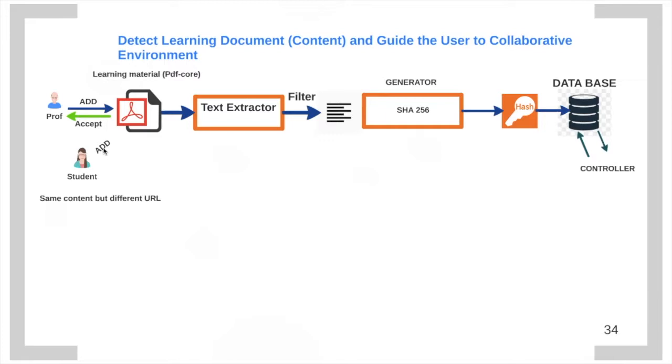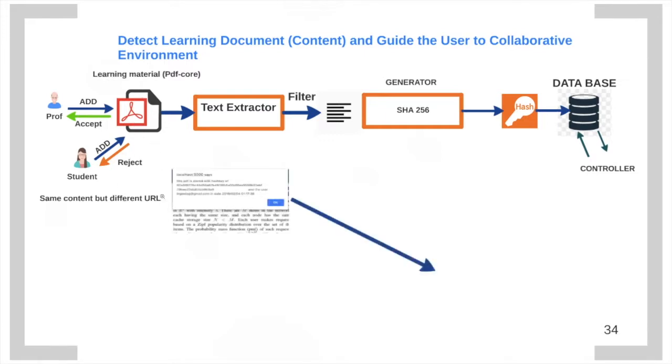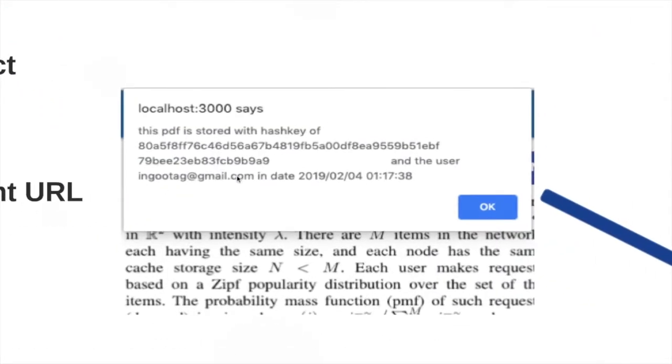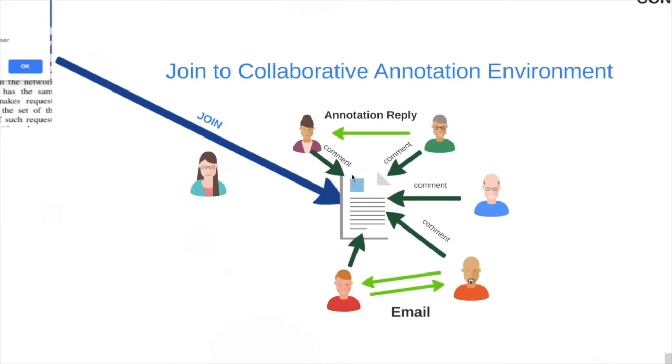So another user wants to add the same PDF course from her local server. She wants to add this document, but the system generates the hash key and finds that this hash key already exists in the database, and then the system will reject adding this new PDF course. Then we show a warning to the student that the environment for this PDF course already exists, added by this user, for example, 5 months ago. And these are the people who already shared their knowledge and commented on and highlighted this document before you. She can join and talk with other people who work on the same document.